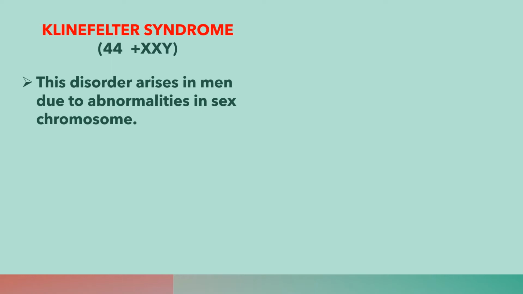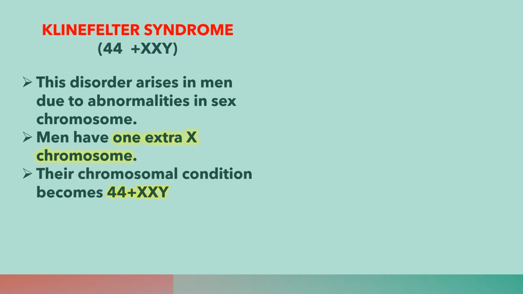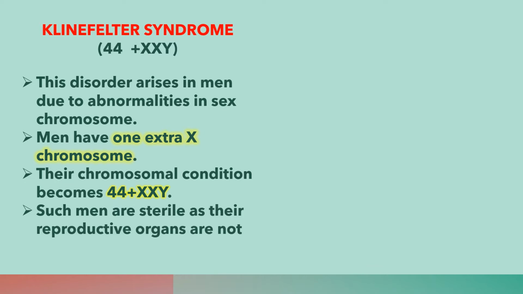The third disorder due to chromosomal abnormalities is the Klinefelter syndrome. And here we have 44 plus XXY. Now this disorder arises in men due to again abnormality in the sex chromosome. Men have one extra X chromosome and their chromosomal condition becomes 44 plus XXY. Such men are sterile as their reproductive organs are not well developed.